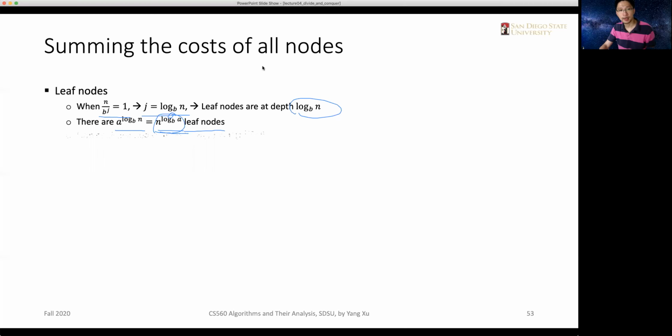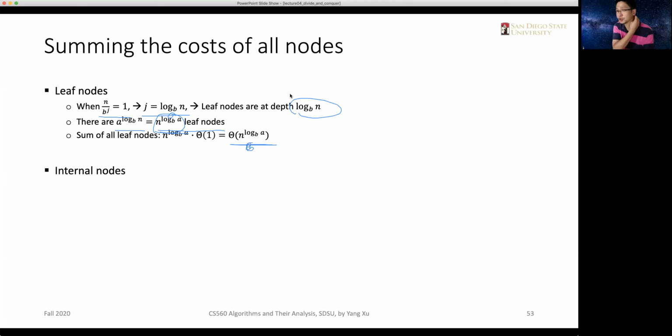Okay, and since the problem tells us that the smallest case subproblem costs constant time to solve, the total summation for all the leaf nodes is big theta of n to the power of log base b of a.